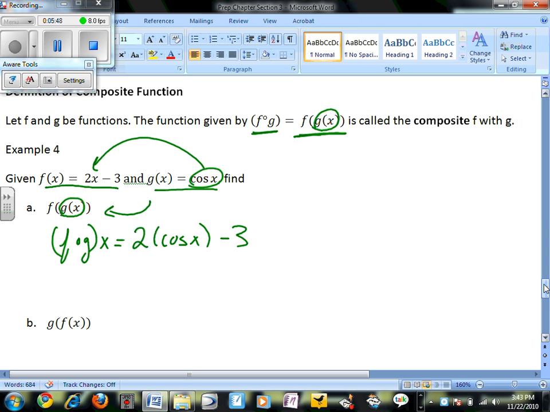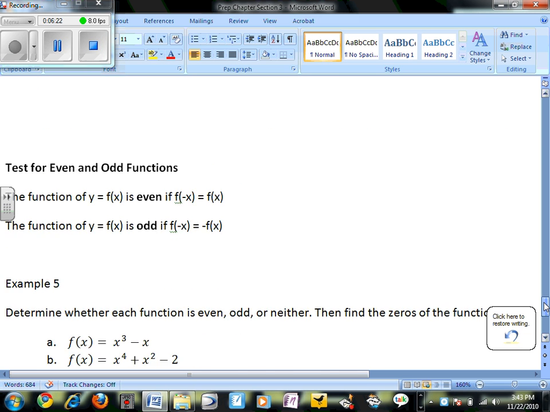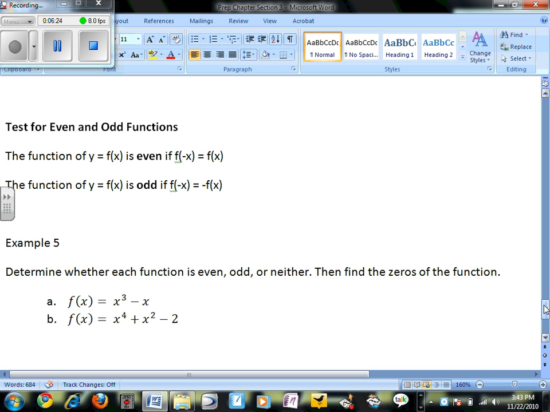To find g of f of x, anywhere we see an x in g of x, we're going to plug in f of x. So to find g of f of x, we're going to plug in 2x minus 3 anywhere we see an x in g of x. So we're going to have the cosine of 2x minus 3. If we could simplify, we do that. Right here, we really can't simplify too much.